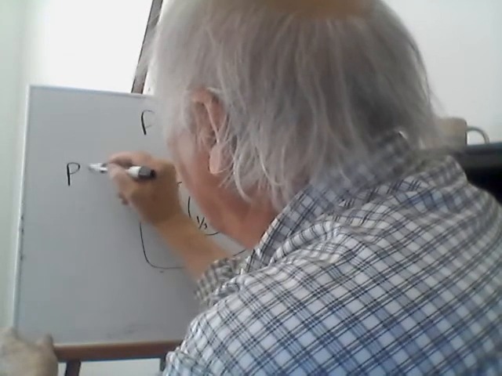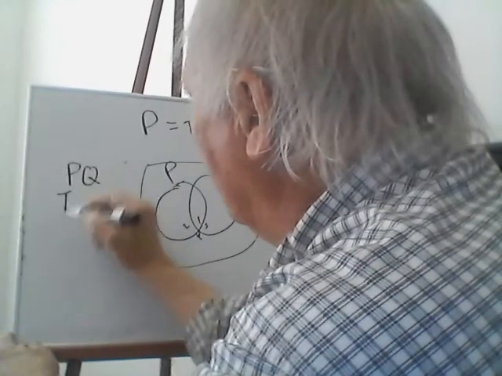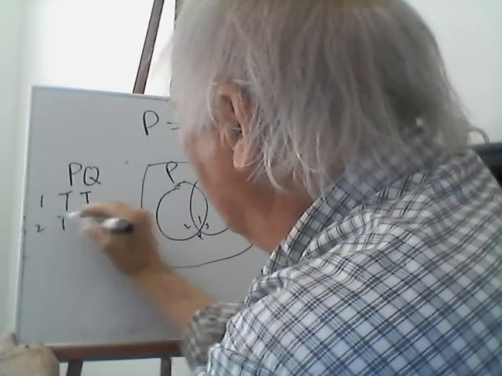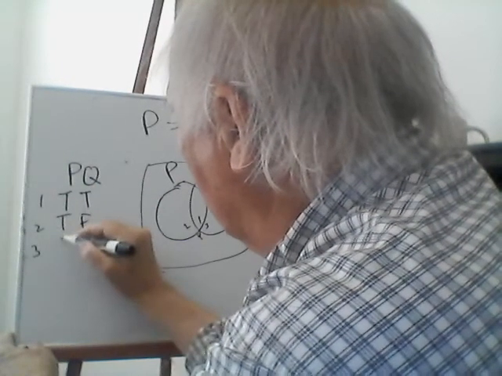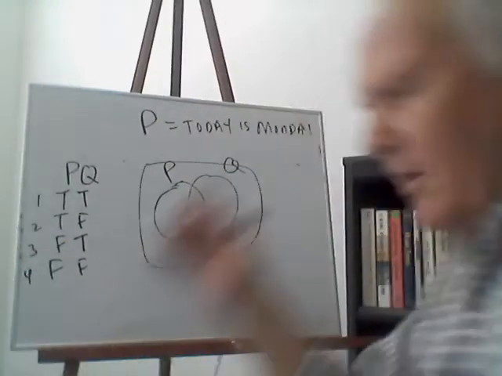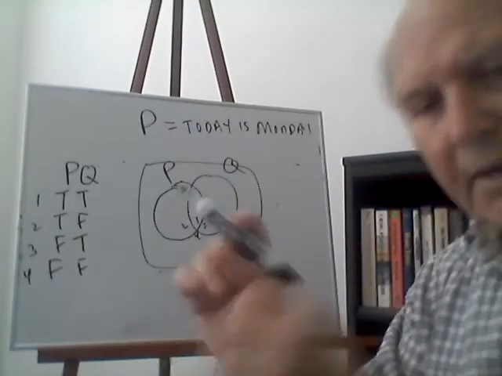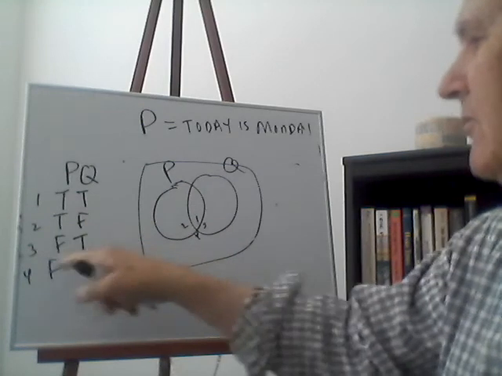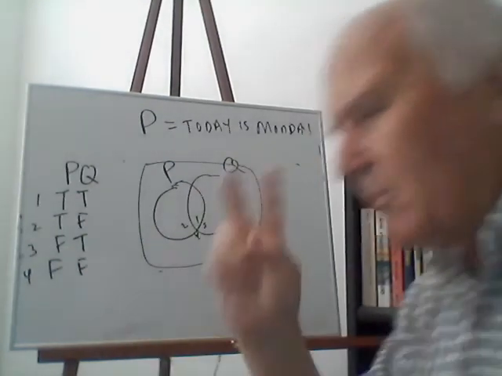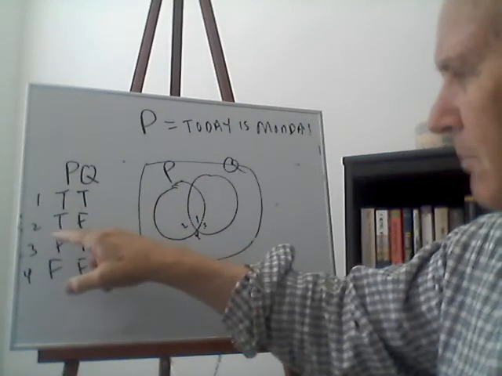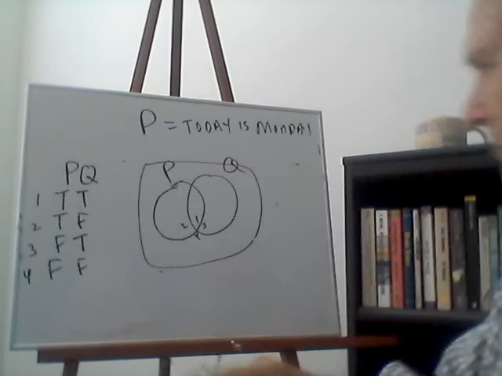If you have two statements, P and Q, you have four possibilities. P can be true, Q can be true. They can both be true. That's line 1. P can be true, Q can be false. P can be false, Q can be true. Line 4, they can both be false. It's just like if you have a penny, you could flip it. Two pennies, you flip them. You could have heads, heads; heads, tails; tails, heads; tails, tails. With two statements, they can both be true, P true and Q false, P false and Q true, or they can both be false.